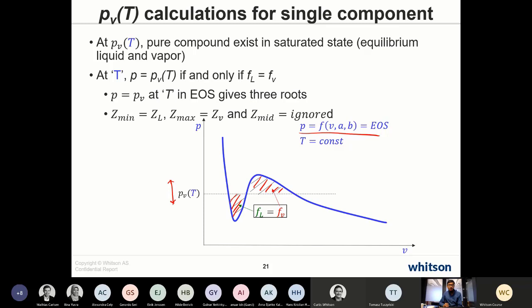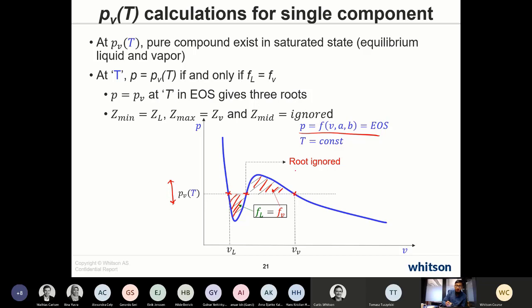Once we have found the vapor pressure, we generally just ignore the middle root. So we now know that there are three roots possible. One is this root at this pressure. What do we mean by root? Root is the value of the molar volume. We are solving for molar volume or the Z factor. So one is this root, the molar volume. The other is this, and the third one is this.